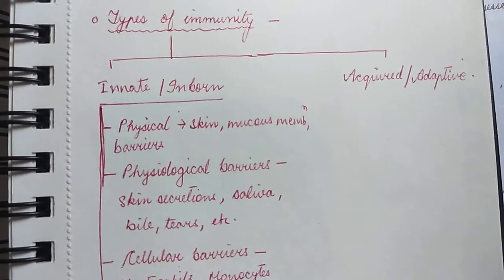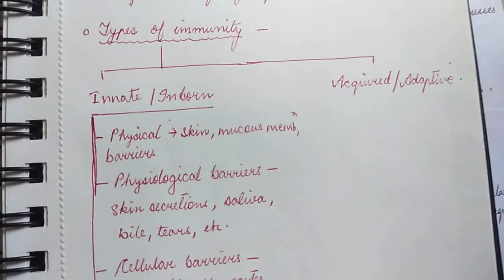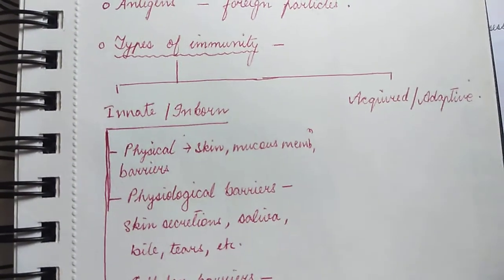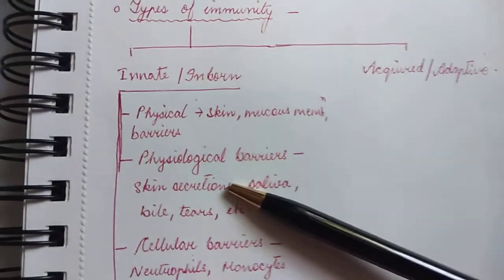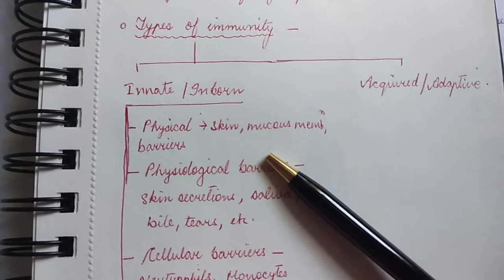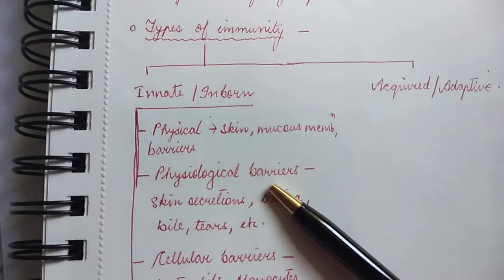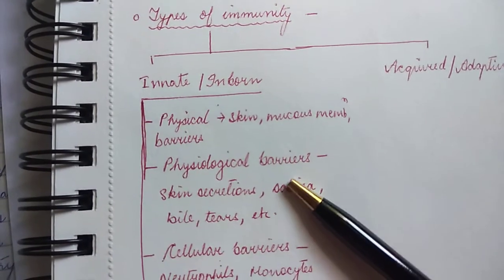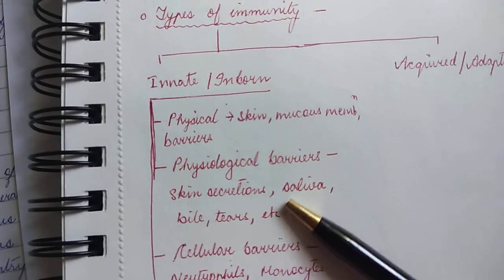Next, physiological barriers. The physiological barriers include all the secretions of our body, for example, saliva, tears, enzymes, bile, etc. Skin secretions, for example, secretion of oil and sweat, contain fatty acids and lactic acid which make the skin acidic in nature. Therefore, these do not allow the microorganisms to establish on the skin.